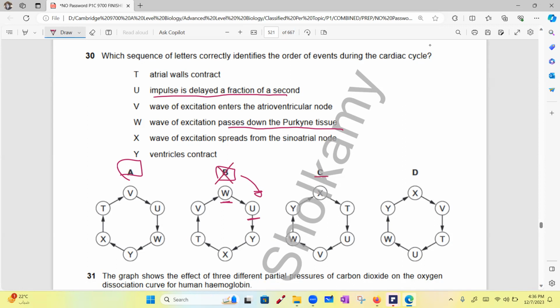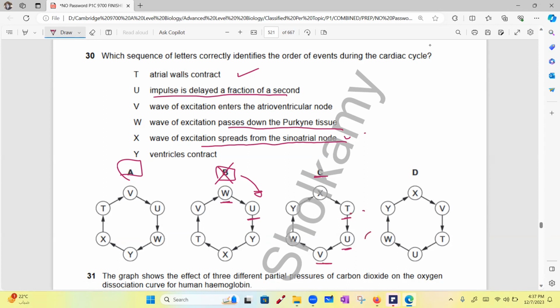Okay. Now let's look at C. C also should be wrong. X, it starts with wave of excitation spreads from the sinoatrial node. It looks good to me. And then T, atrial walls contract. Okay. And then T is the last one. What did you say? Atrial walls contract. I said T is the last one. No, it's when the ventricles contract. Let's look at U. Impulse is delayed for a fraction of a second. So T here, the atrial walls contract, and then impulse is delayed. Until now, it's correct. Let's read the remaining order.